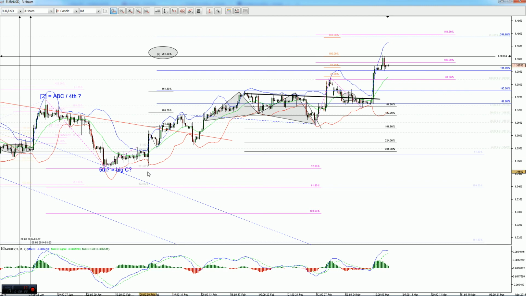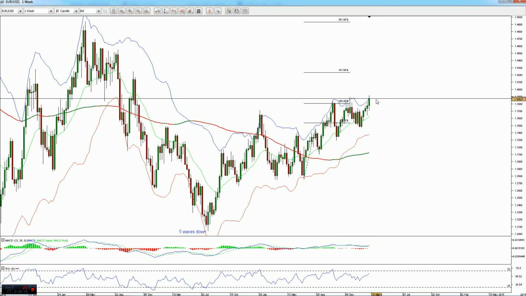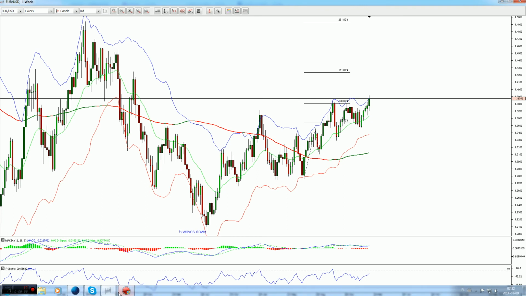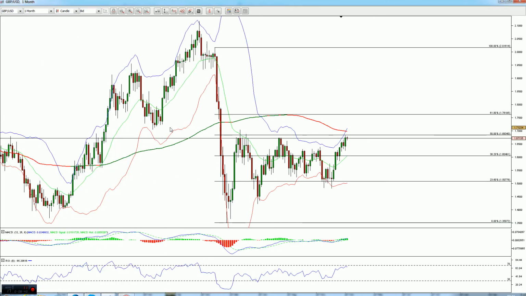Okay, so coming back to the weekly, we've got a green candle on the weekly chart. We are above the Bollinger Middle Band, so that should give you at least one good trade setup for a long position in the coming week. Good. So that was the USD Japanese Yen.